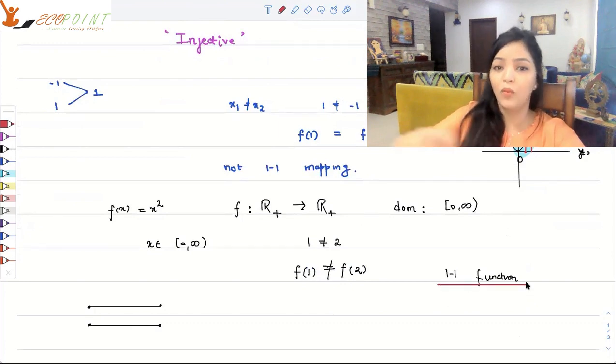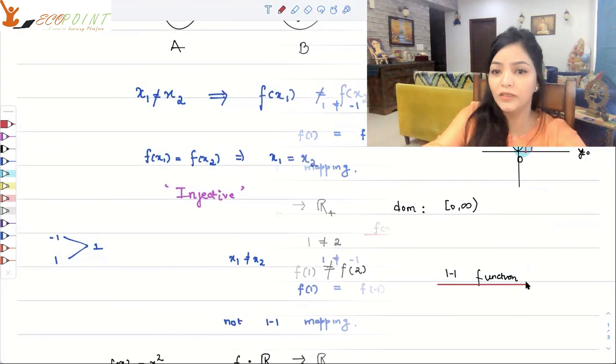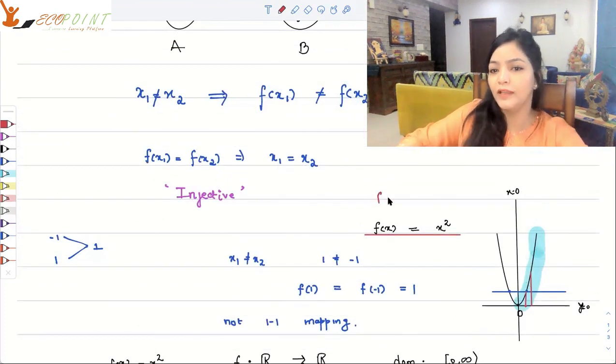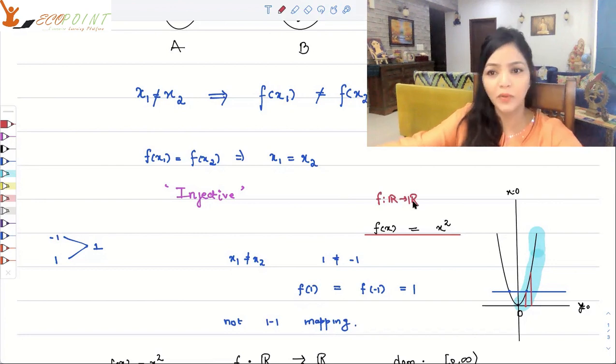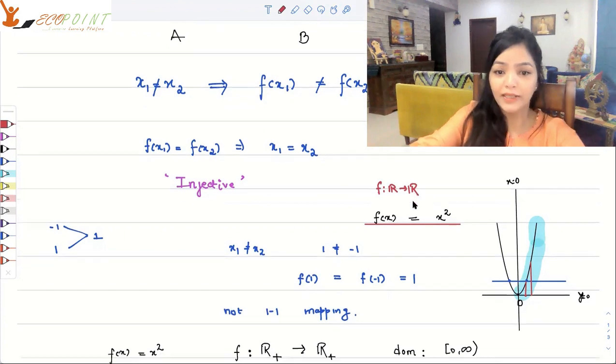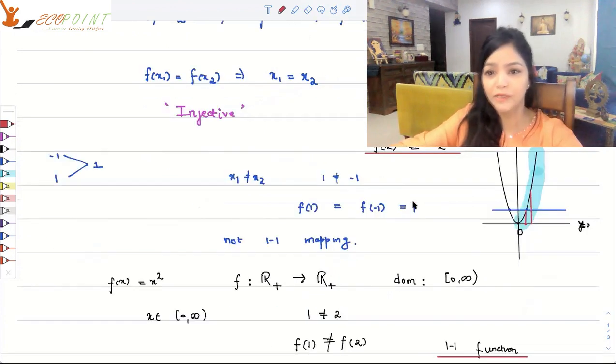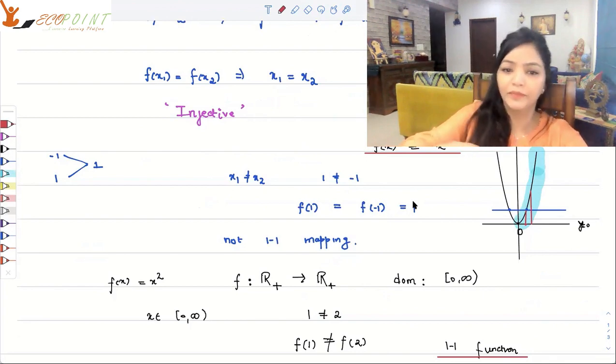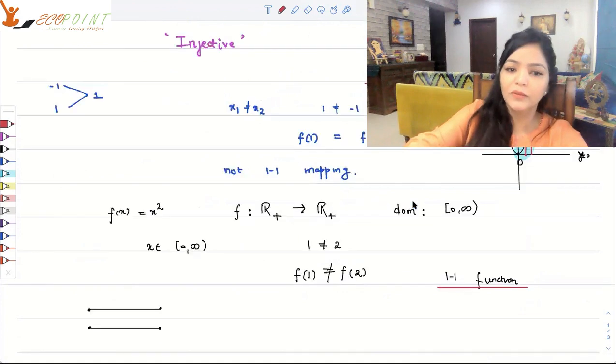Previously, why was it not a one-to-one function? Here we were assuming that f was from R to R. I could take any real number as an input. I was seeing the whole parabola. But in the next question, I gave you a restriction that only see the positive side of the x-axis. Then what do you get? Then you get a one-to-one mapping. This was about one-to-one mapping.